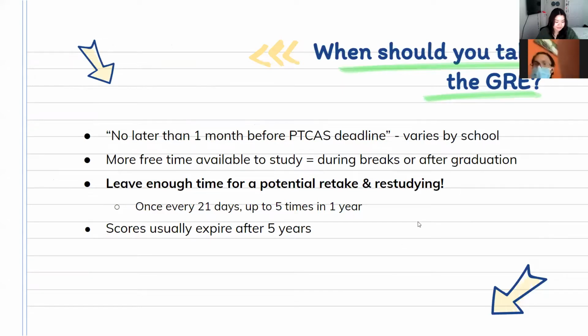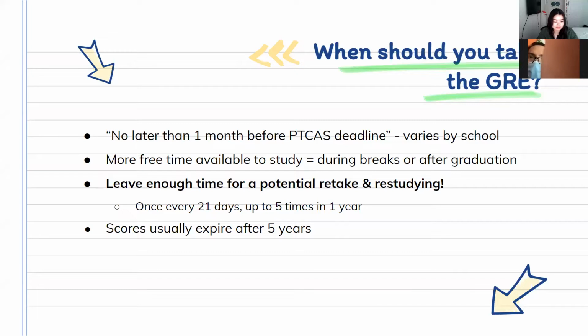Okay, so when should you take the GRE? If you're applying to PT school, no more than 1 month before the PTCAS deadline. That's going to vary by whichever schools you're going to apply to. If you have more free time available to study, like during a gap year or during one of the vacation breaks, you can go ahead and take that time to study.